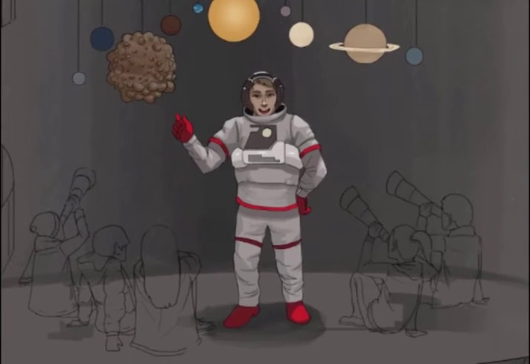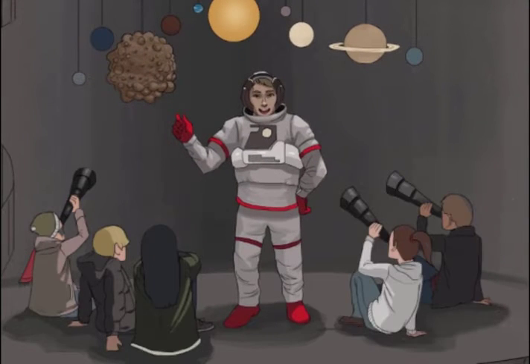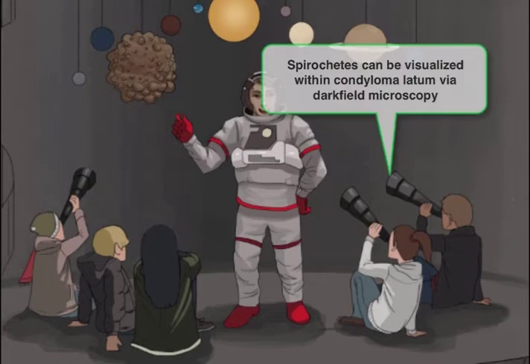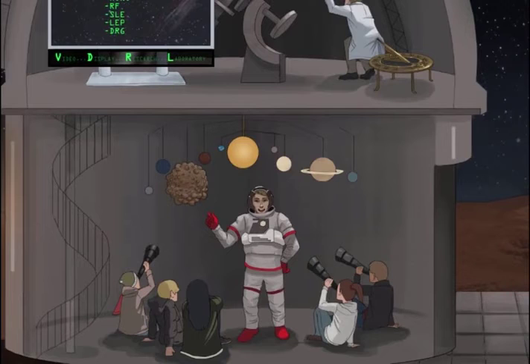You'll notice the kids listening to the talk have telescopes in their hands. This is to symbolize that you can visualize the spirochetes within the condyloma lata via dark field microscopy. Notice the telescopes are dark. So there are several other symptoms in this stage. However, the two we mentioned, the rash and the condyloma lata, are the most important by far.